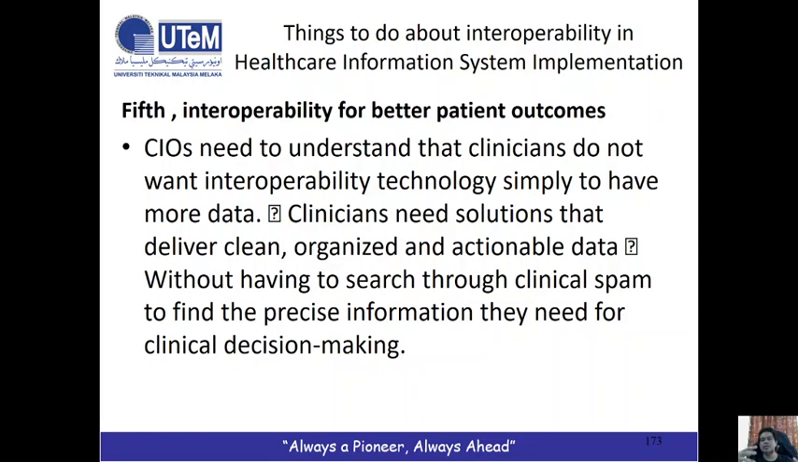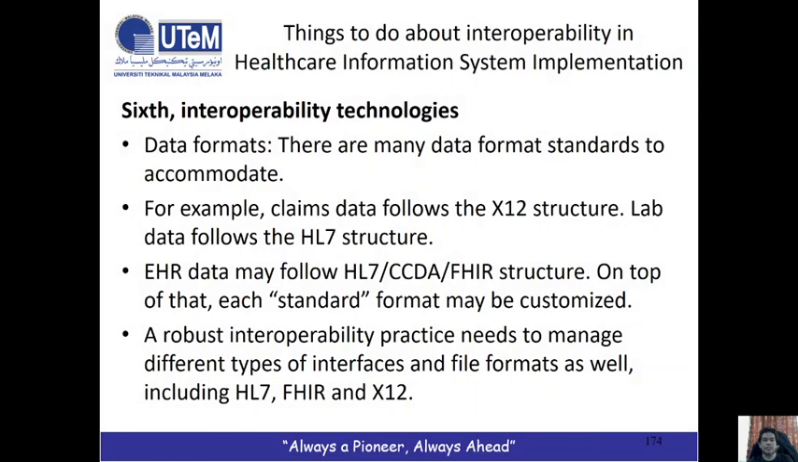So when you talk about interoperability, there is a lot of integration effort that needs to be done. The last one is interoperability technology. So you need to consider the technology to be used. Data format, data protocol, for example, HL7. And then another thing you need to consider is the scalability of the technology.